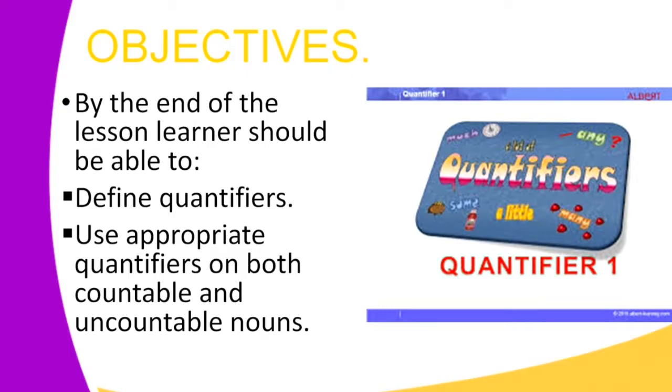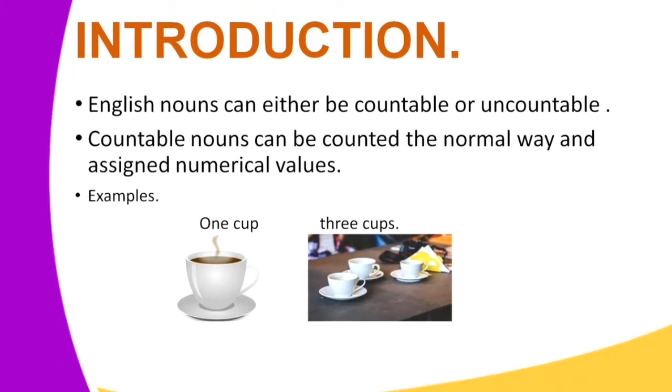Maybe we should start this lesson by previewing what we said about nouns some time back. We said that English nouns can either be countable or uncountable. Countable nouns can be counted the normal way and assigned numerical values, where we say this is 1, these are 2, these are 10, these are 20, these are 4, these are 8. So that's what we call assigning numerical values.